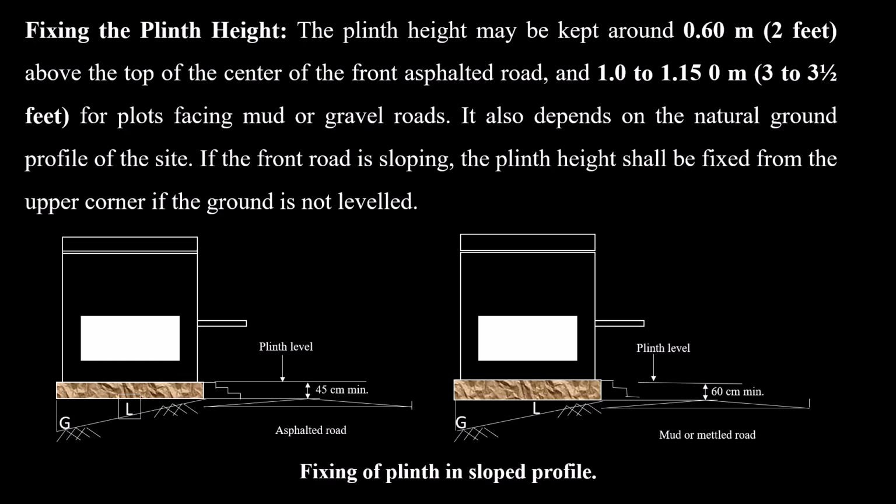You can see here in the right picture, the natural ground is sloping and the plinth is provided 60 centimeter, that is 0.2 meter above the center of the road.